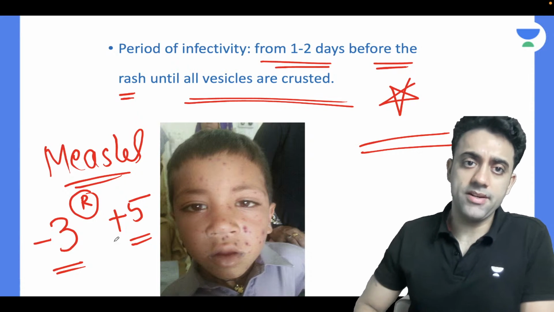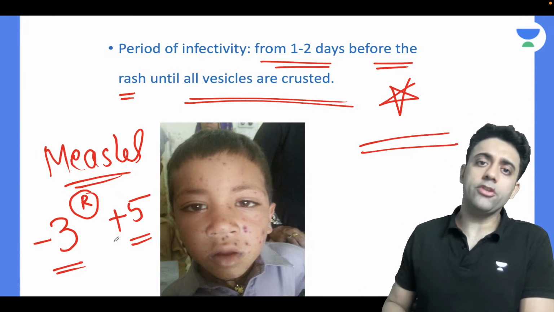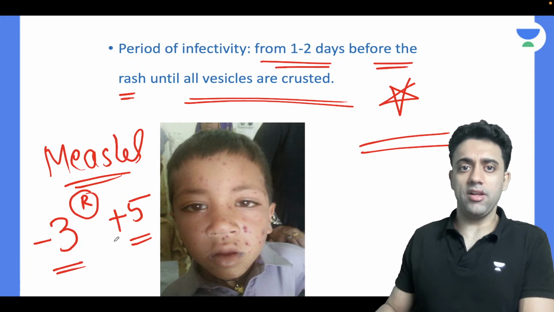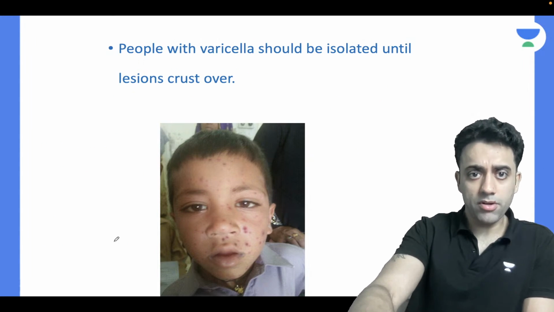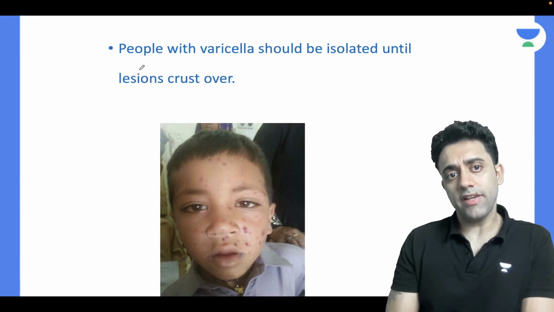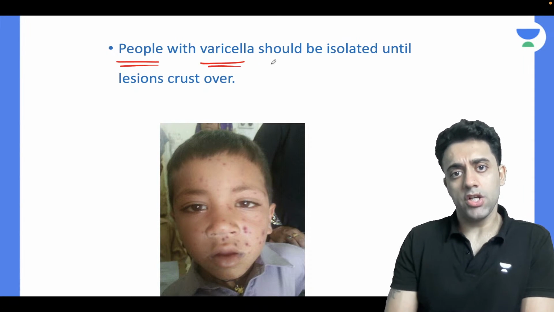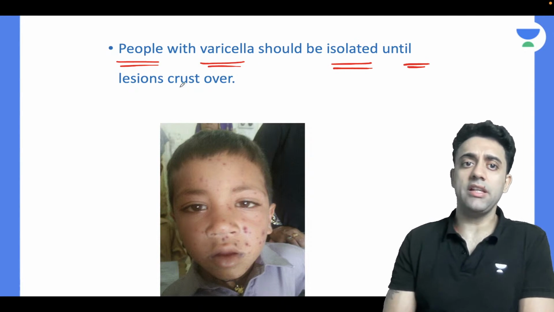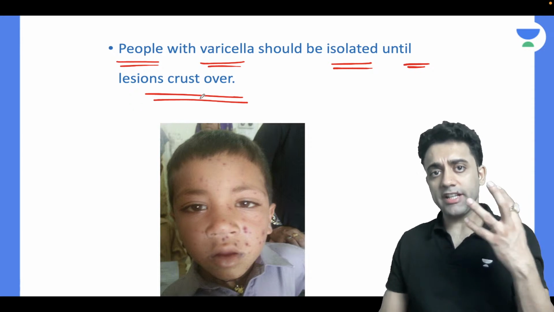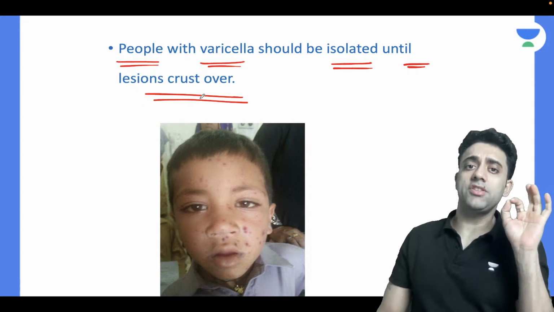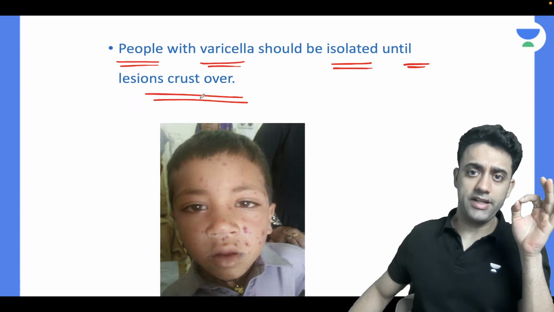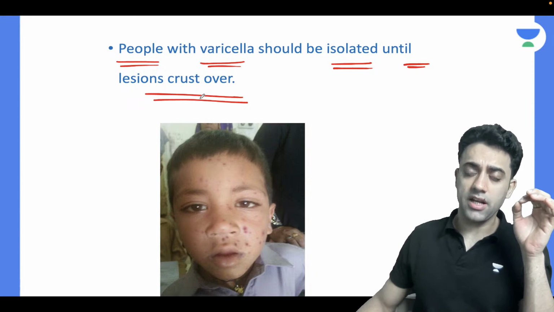Whereas the period of communicability in chickenpox is 1 to 2 days before the rash until all the maculopapular vesicular rash gets crusted. This is a very good question. People with varicella should be isolated until the lesions crust over. This line is very important. People with chickenpox should be isolated until lesions crust over.